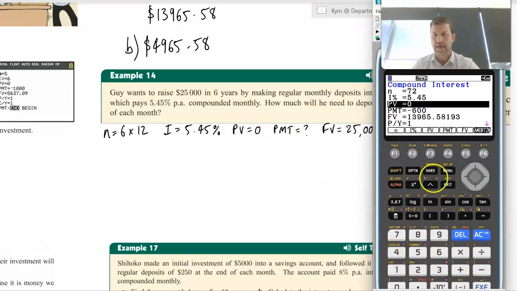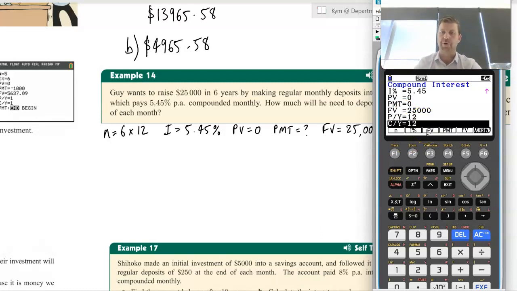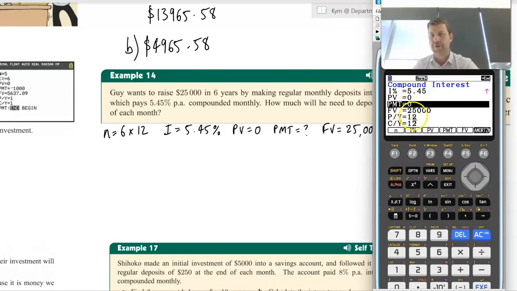Again, we're starting with $0 in the account. PMT is what we're actually asking it to work out for us, so keep that at 0. The future value, we want it to be $25,000. Now this is going to be a positive amount because that's how much is going to be available to us at the end. That's something that we can withdraw at the end. So keep that future value as a positive. And PY and CY will both be 12. Again, when I change PY to 12, it automatically changes CY to 12 for me. So now I'm asking it to calculate payments per term for me.